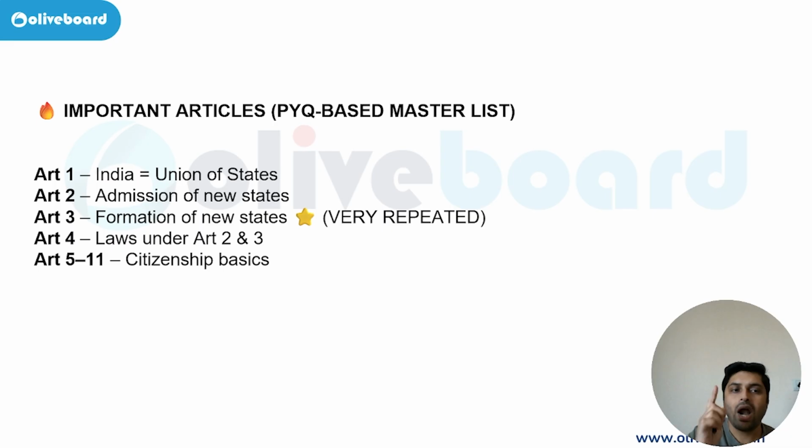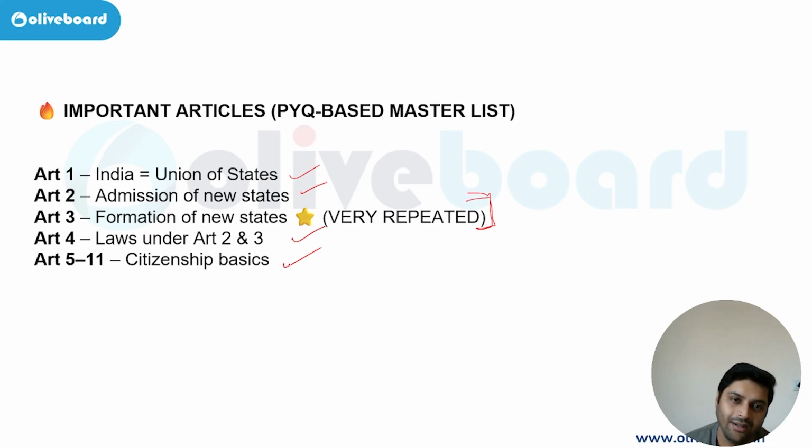Important articles 1, 2, 3, 4, 5. So what is this? You're giving everyone? No, these are important ones. Okay. India, Union of States, admission of states. This is a very repeated question, very many times. Formation of new states, Article 3. 4 deals with laws under Article 2 and 3, and citizenship is Article 5 to 11.